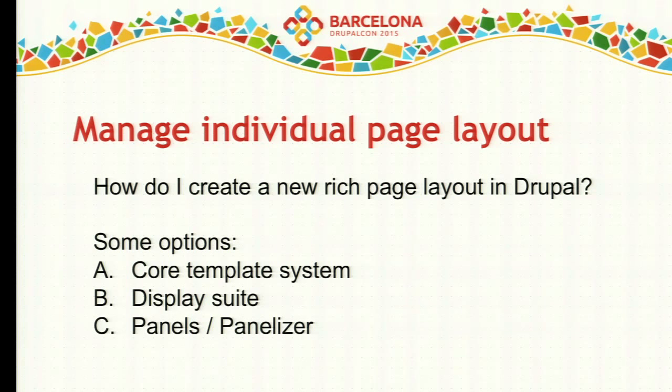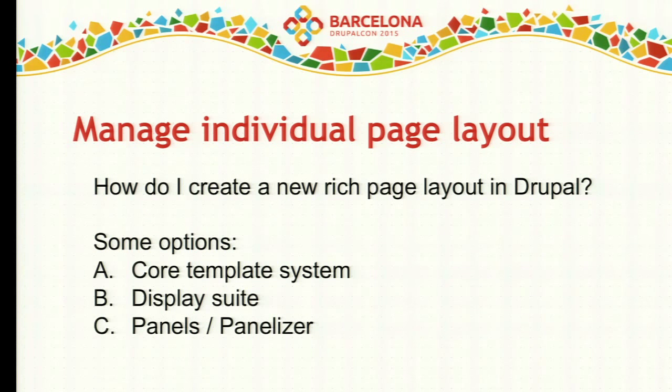Again, the same problem. You have created the content, you have created the content type, you know how it's going to be displayed. Now you need to think about how you are going to style it, how you are going to display it, and how you are going to allow people to change it afterwards. So a couple of options that you might have. The first one is just to use the core template system. You prepare your templates, you have very good control over what you're going to show in your markup, and somehow you pick those templates, and somehow you assign the content to those templates.